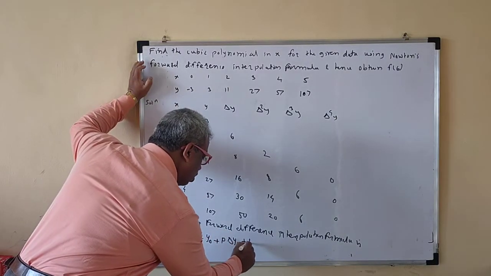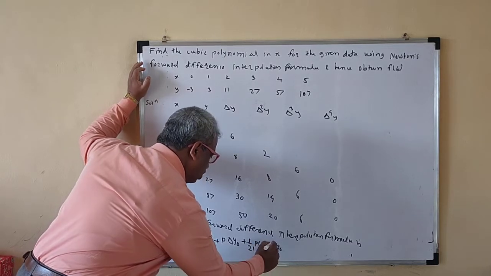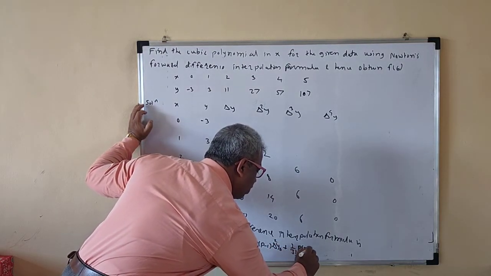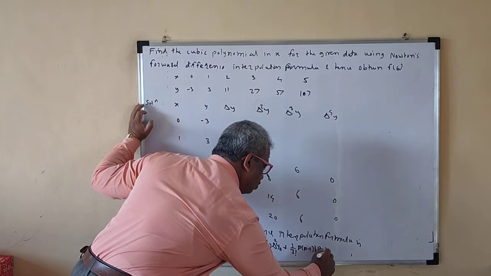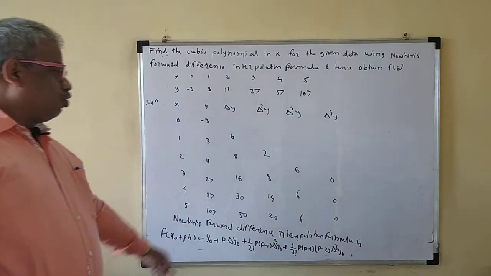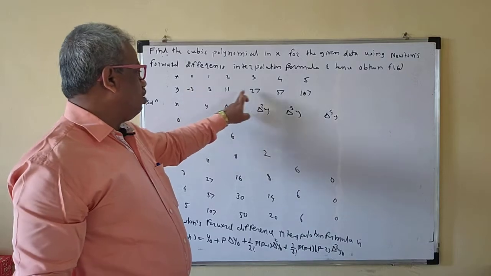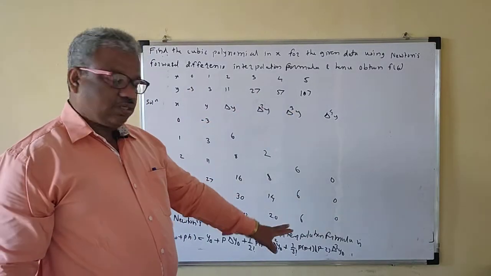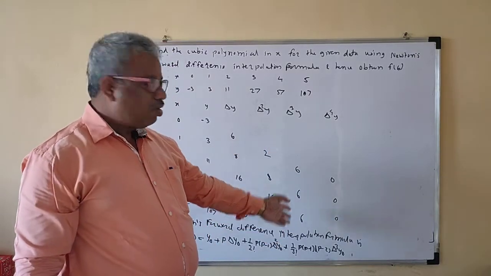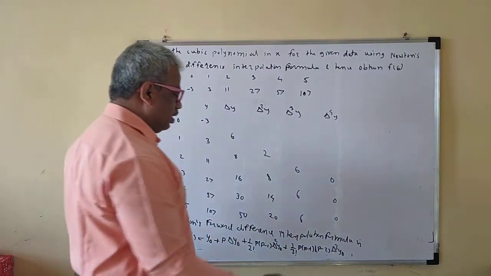Del to the power 4 is 0 here and del to the power 5 is 0. There are 6 values, so actually you would have to write the formula up to del 5, but here the differences up to del cube are constant, so there is no need to write further terms. We write this formula as it is.